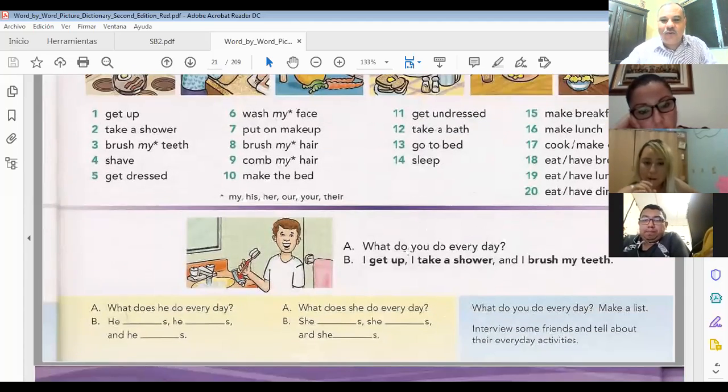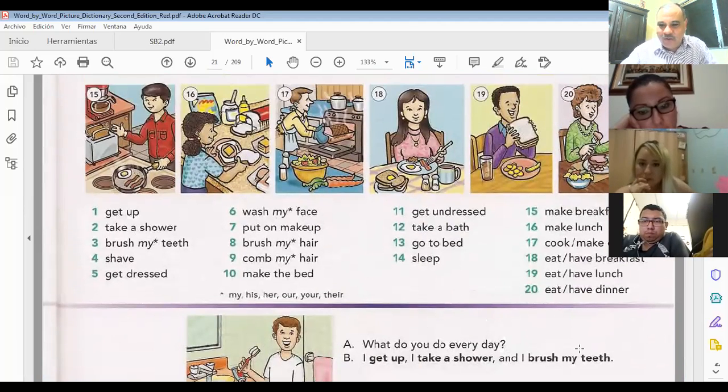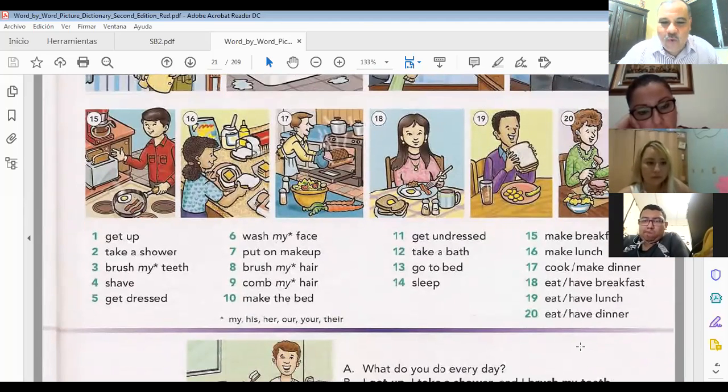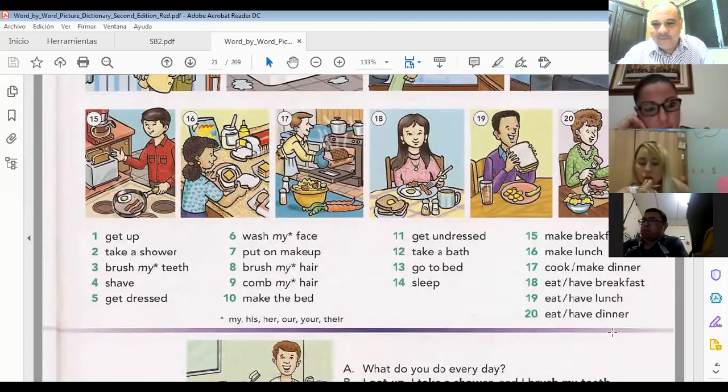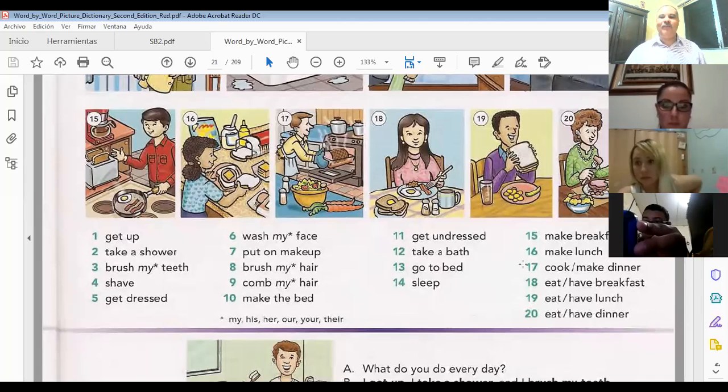So look, what do you do every day? I get up, I take a shower, I brush my teeth. Okay? If you want, me gustaría que para mientras le tomaran foto a esto, para que usted mañana nos diga qué es lo que hace todos los días. Take a picture. Aunque le voy a mandar el libro, pero ahorita tómele foto para que practique mañana todo el día.